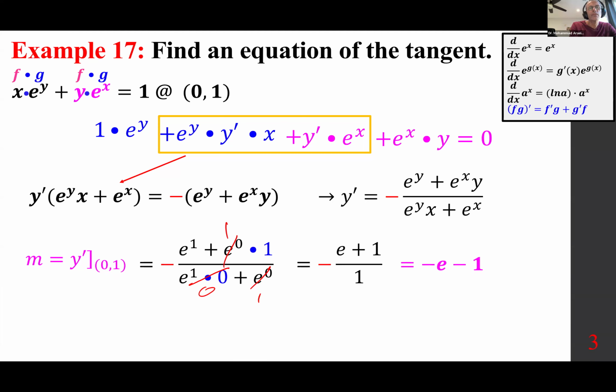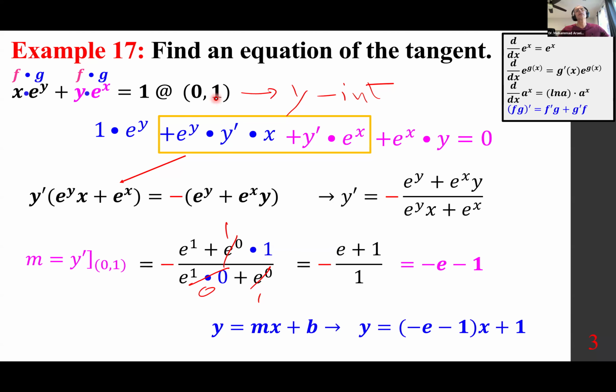And because this is the y-intercept, we're going to use y equals mx plus b. M is minus e minus 1, and b is simply 1. And that's the final answer, everybody.